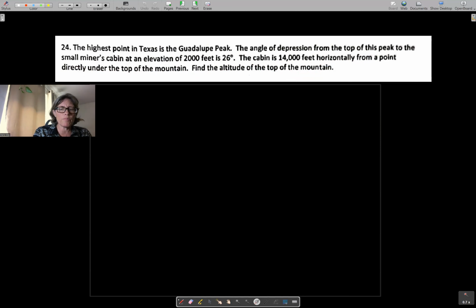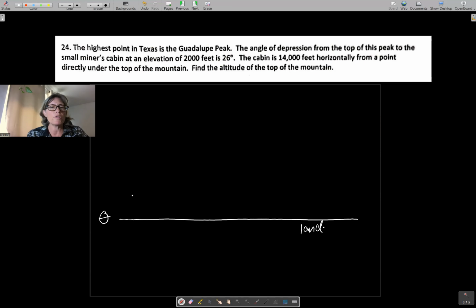Okay, again, it's a ground problem, so you establish a ground line. It's a land problem. Establish a land line. There is 0 elevation. You're going to need that. And the storyline involves Guadalupe Peak, which is the highest.